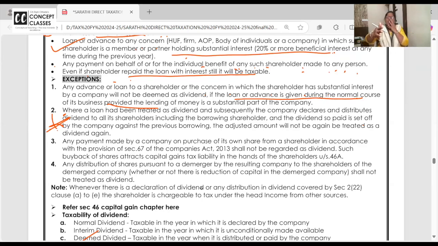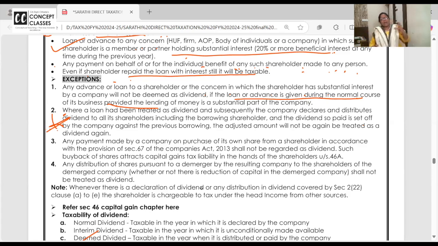Now I said, listen, shareholder, don't repay the loan. Keep it as dividend. Anyhow, we are giving dividend to other shareholders. To you, we have given a loan, no? We'll convert that loan into dividend. So again, will that dividend be taxable in your hands?